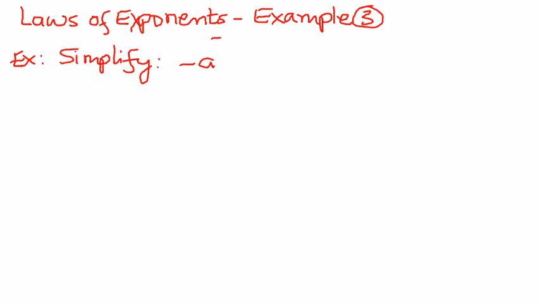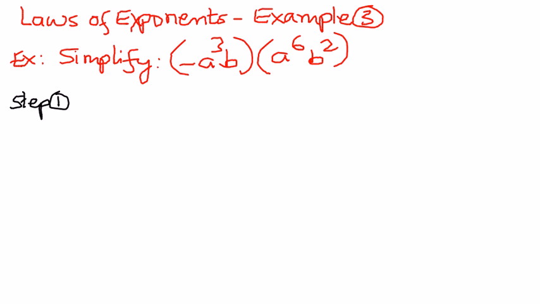negative a to the power of 3 times b times a to the power of 6 times b to the power of 2. Okay, so the way we want to solve these types of problems is by applying the laws which we talked about. So as a first step, we're going to write all the like terms together. The way we want to write it out is as follows.